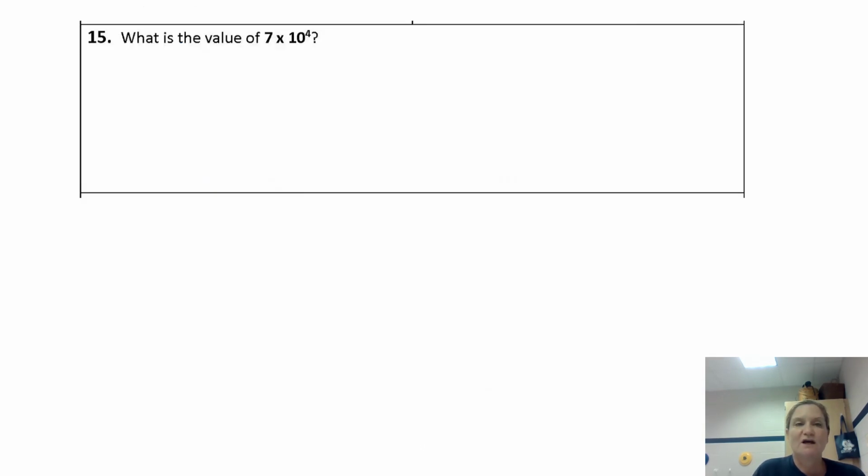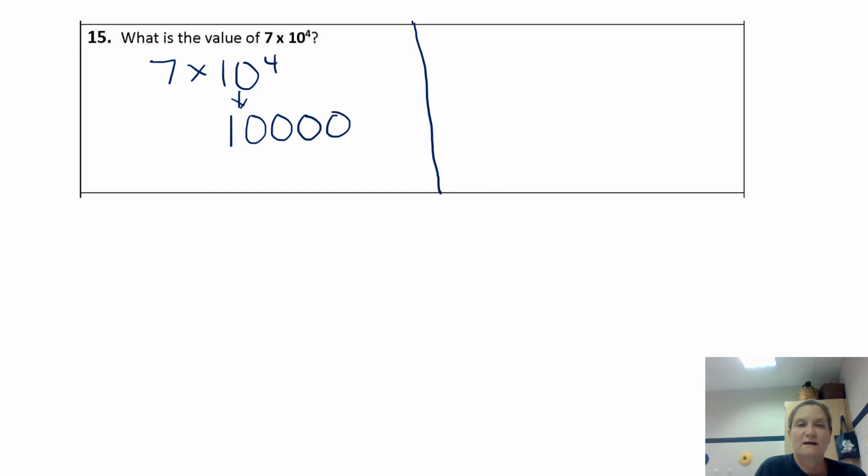Question number 15. What is the value of 7 times 10 to the 4th power? We're going to solve this 2 different ways. 7 times 10 to the 4th power. 10 to the 4th power is a 1 with 4 zeros. Times 7. We can do this mentally. We just multiply 7 times 1, and then we add 1, 2, 3, 4 zeros. Okay, and then we can add a comma, so that would be 70,000.